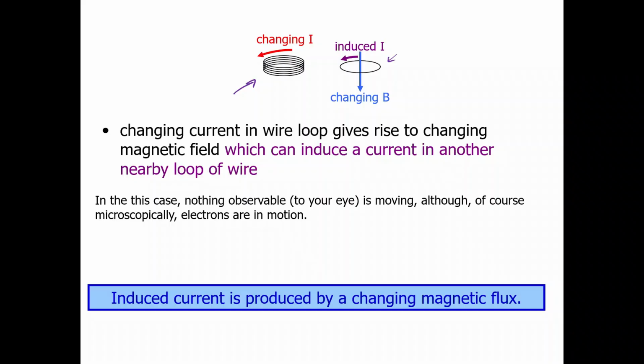So the idea here is that an induced current is produced by changing the magnetic flux. That is the breakdown. There's lots of different ways for that to happen: changing the area, changing the strength of the magnetic field, and changing the angle.